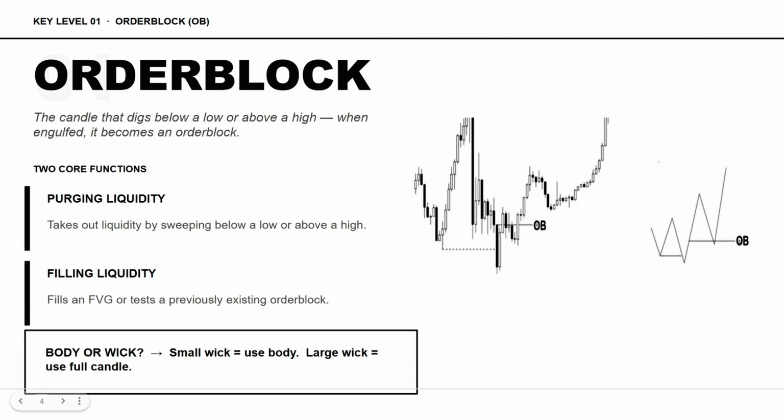There are four types of key levels. First key level, order block. An order block is the candle or the consecutive sequence of candles that either takes out liquidity or fills liquidity right before a strong expansion. There are two scenarios. The candle digs below a low that makes a bullish order block, or the candle digs above a high and that forms a bearish order block. When price comes back to that zone, that's your entry.